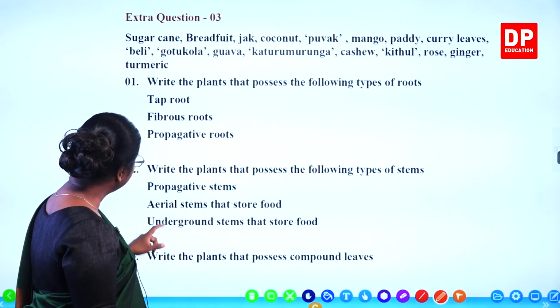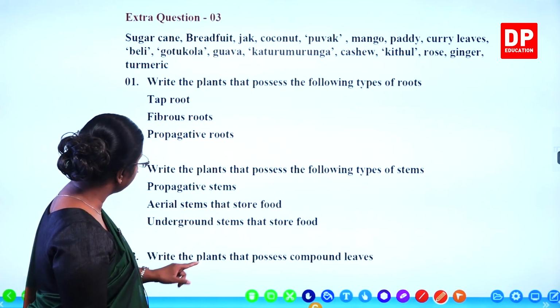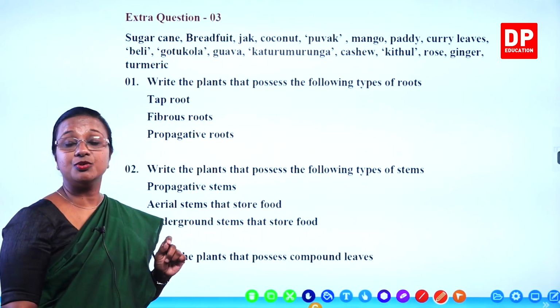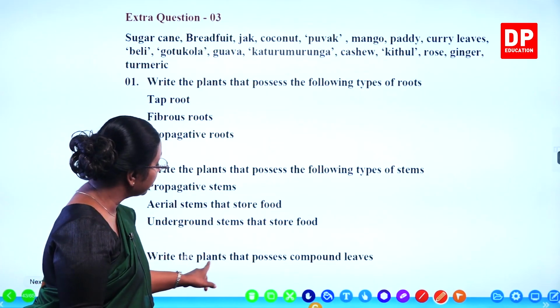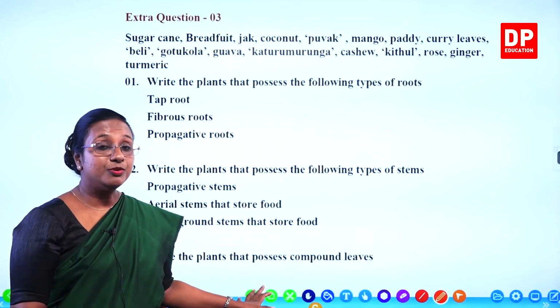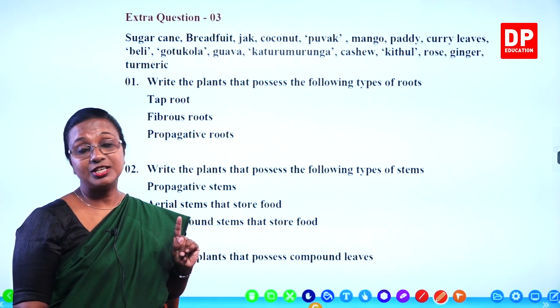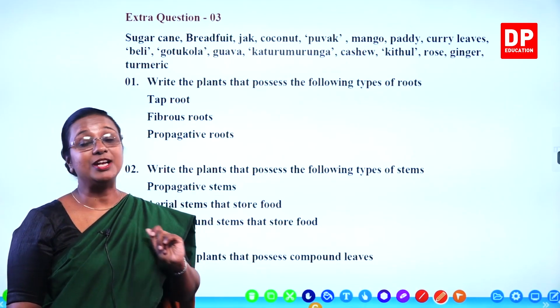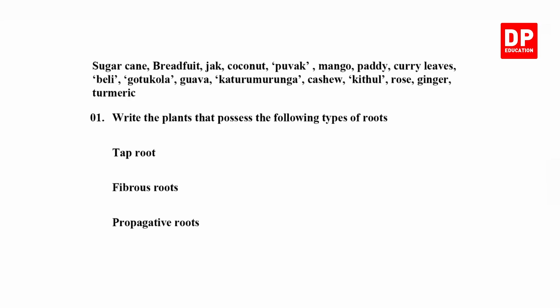Again, different adaptations, propagative stems, aerial stems that store food, underground stems that store food. And the third question, write the plants that possess compound leaves. So what should you do now? You have to write the answer first, then listen to the discussion to confirm that you have written the correct answer. So I will move on to the first part of the question.